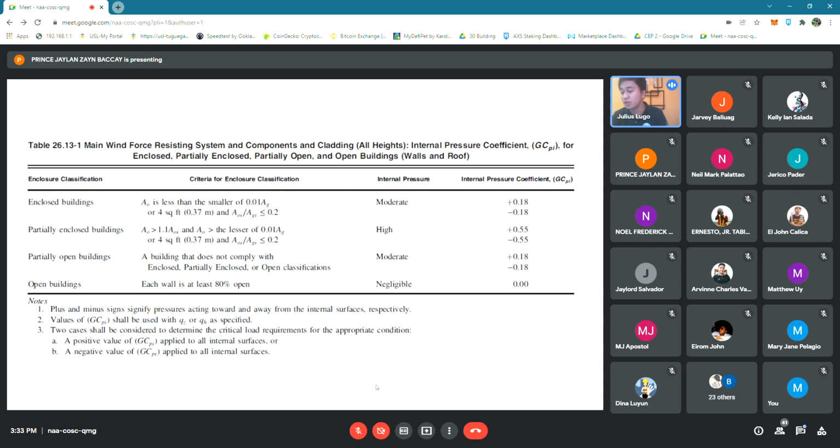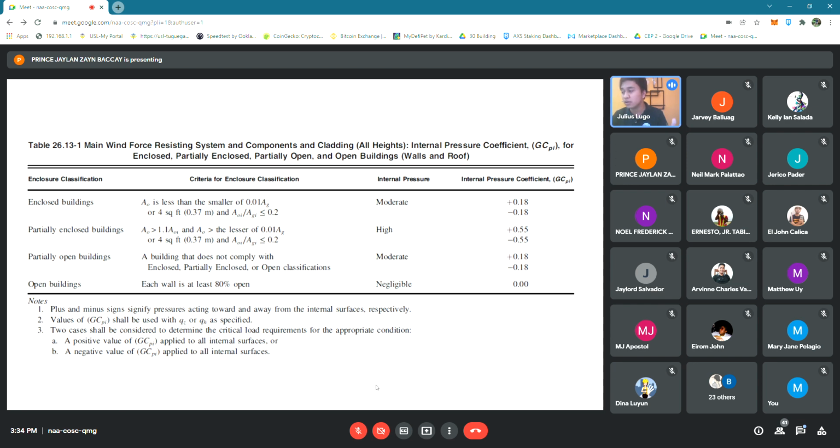So how are you going to check the enclosure classification? You just stick to the criteria of each respective enclosure. So yung AO dyan, that's the area of the opening of the building that includes all the doors and the windows, mga ganyan. And then yung AG naman, that's the gross area of the building itself, the face of the building, including yung area ng butas. So the area of the face or the side of that building, that is the AG. Okay, so identify nyo lang kung anong classification.